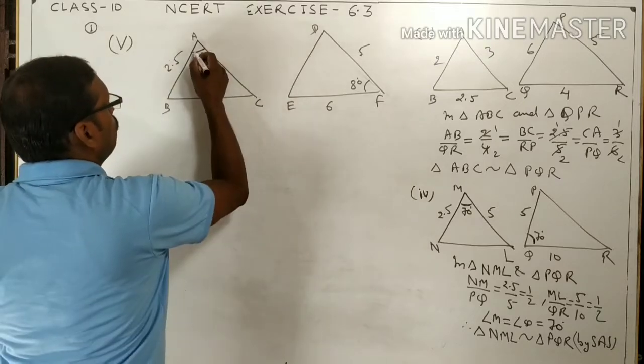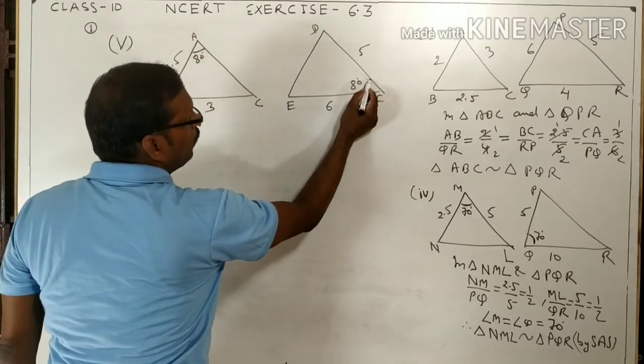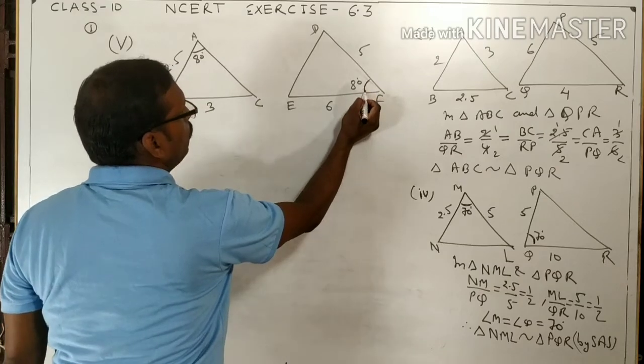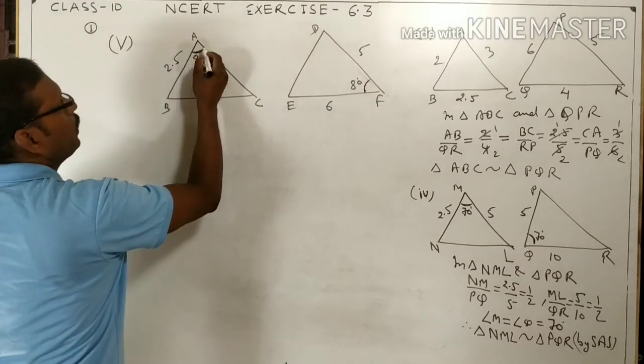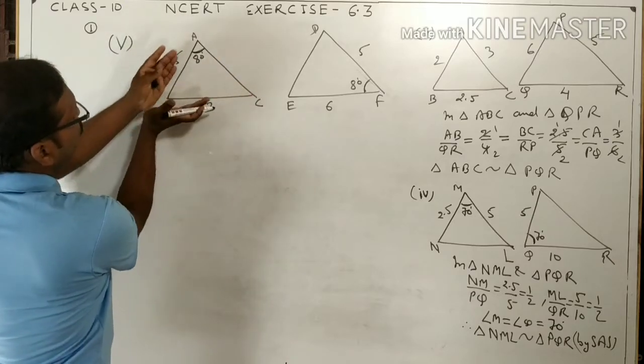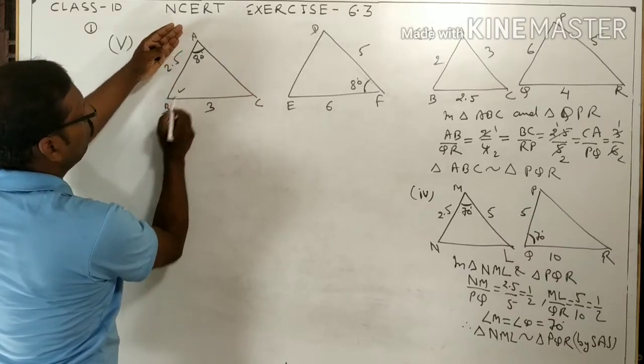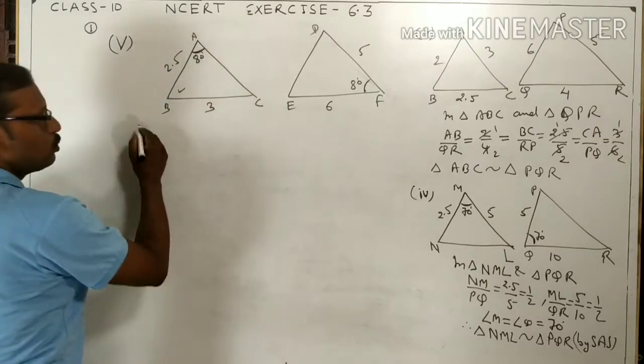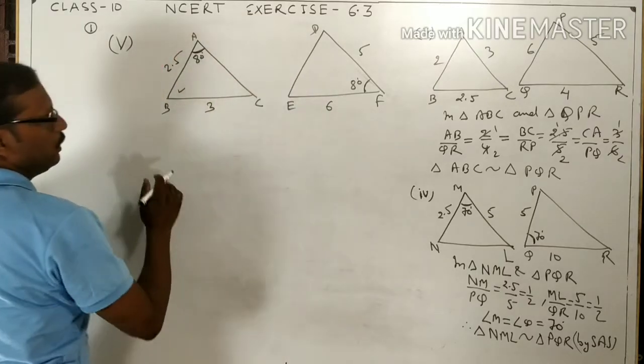But the including angle for this triangle is this 80 degrees. But this is not the including angle of triangle ABC because it does not come between AB and BC. The including angle would be angle B and it is not given. So this triangle is not similar by any criteria.